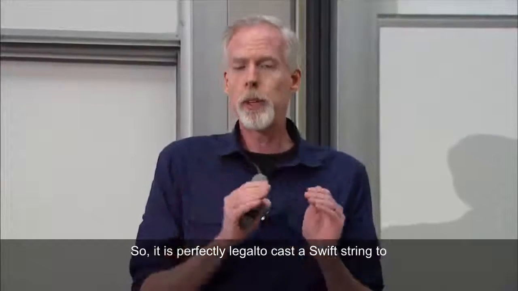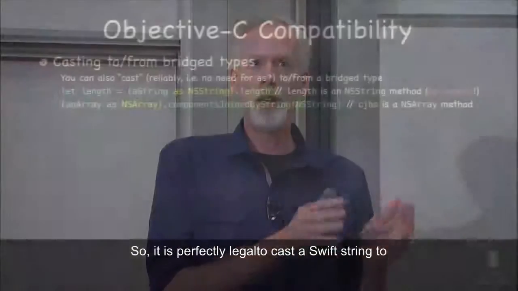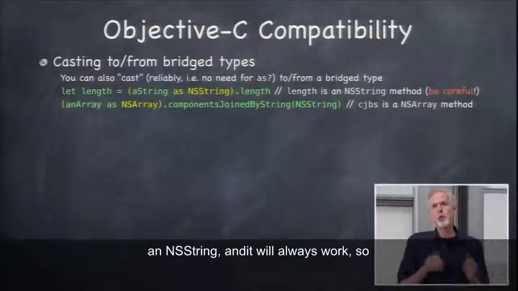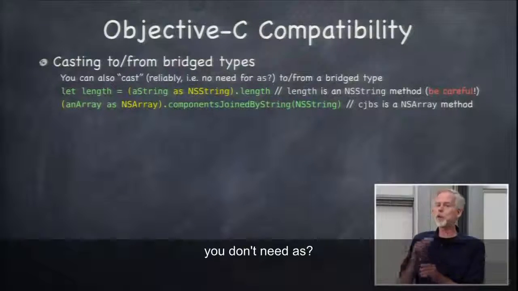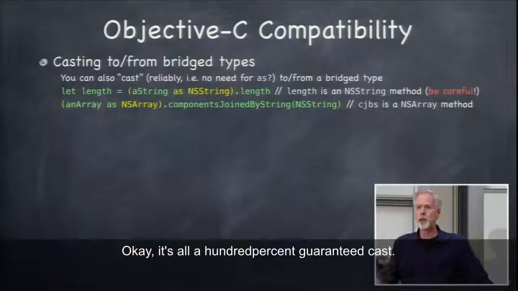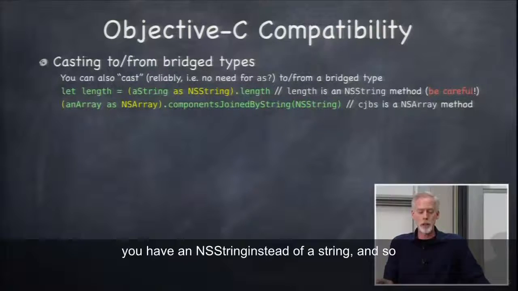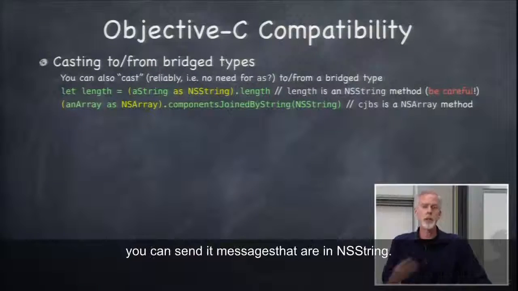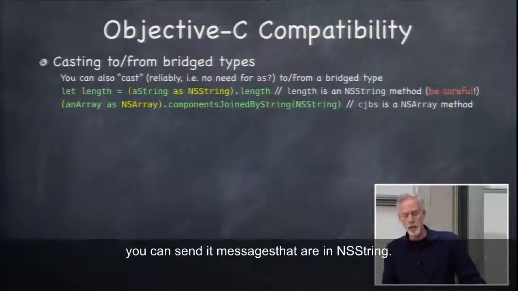Okay, so it is perfectly legal to cast a Swift String to an NSString, and it will always work, so you don't need as question mark. It's a 100% guaranteed cast. And then once you do that, you have an NSString instead of a String, and so you can send it messages that are in NSString.